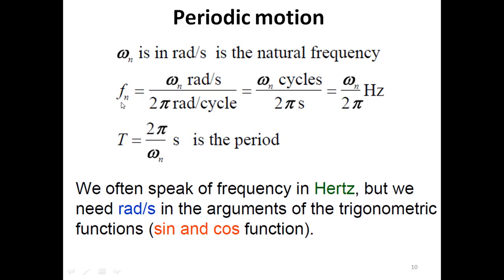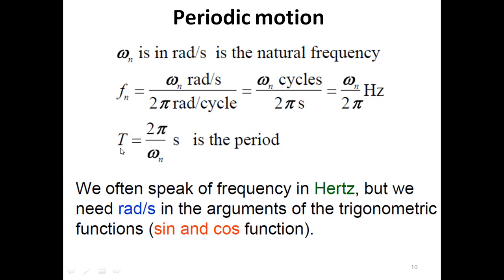Fn is the experimental unit. When we are measuring the frequency, we have to measure the frequency in hertz, cycles per second. Omega n is the analytical unit. When we are doing derivation or modeling, then normally in that case we use omega n.